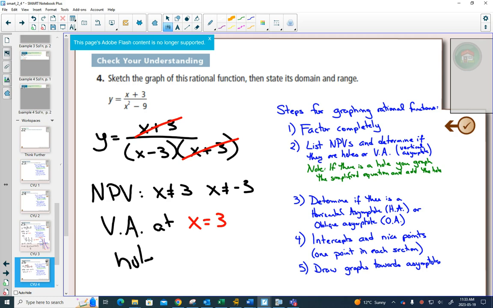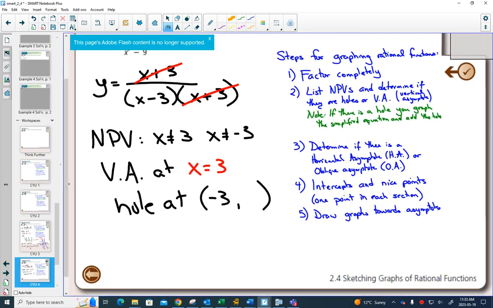The negative 3 that simplified will be a hole. And to find out where that hole is, we have to write our simplified equation. I'm going to do that in blue. My new equation would be 1 over x minus 3.